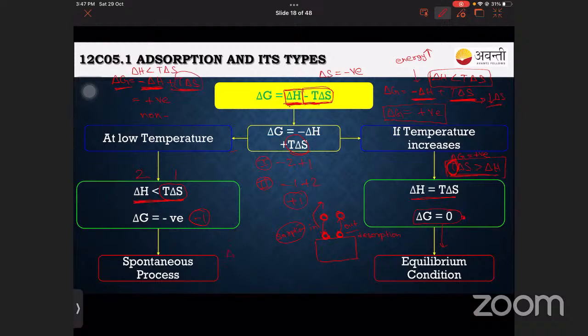I'll write the equation again here. See here. At low temperature, delta G is equal to minus delta H plus T delta S. What is the condition? At low temperature, that means delta H is greater than T delta S. Yes or no? Now on a whole, what is happening? Delta G will be negative as delta H is more than T delta S. If delta G is negative, this process will be spontaneous.